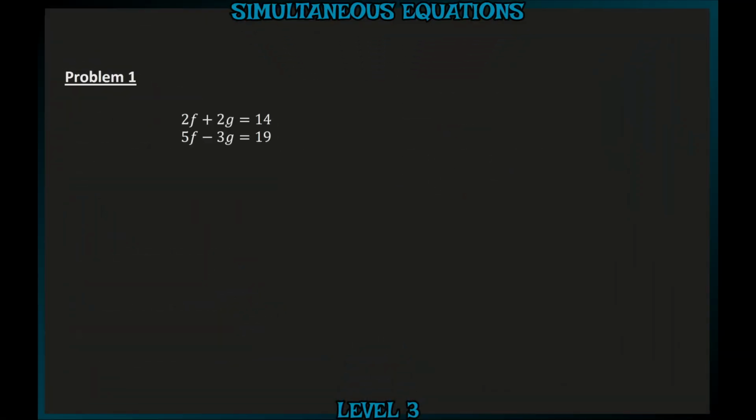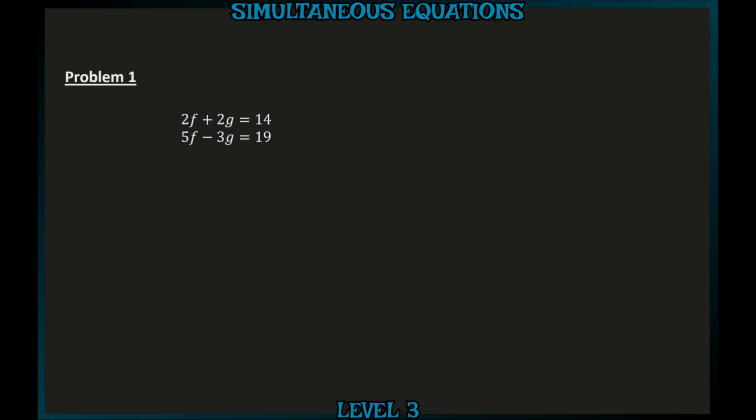In problem 1, we're solving 2f plus 2g equals 14 and 5f minus 3g equals 19. Now to solve this, we want to eliminate one of the variables, which means we need to either get rid of the f's or get rid of the g's. And to do this, we need the same number in front of each pair, and we don't have that at the moment.